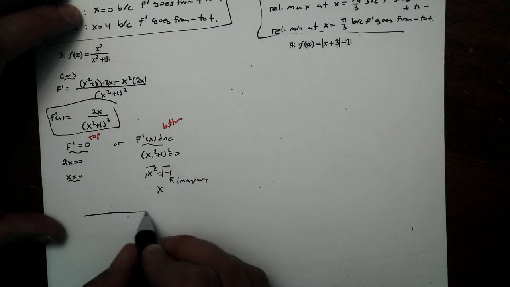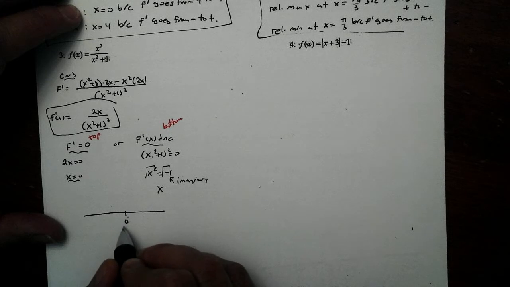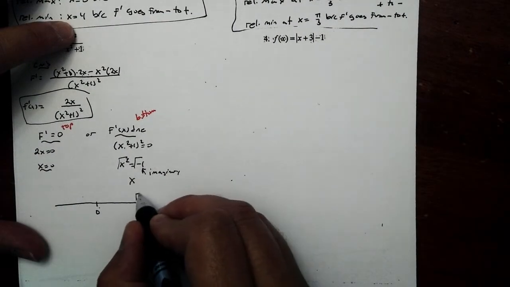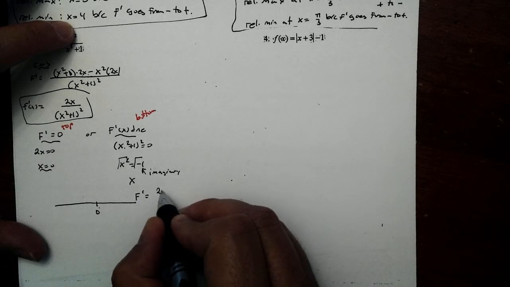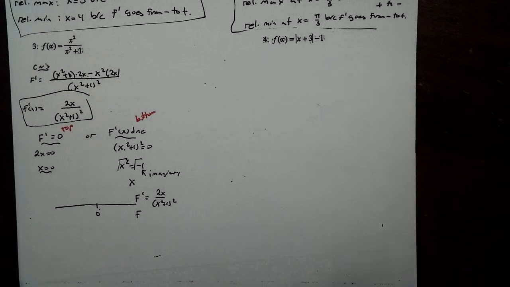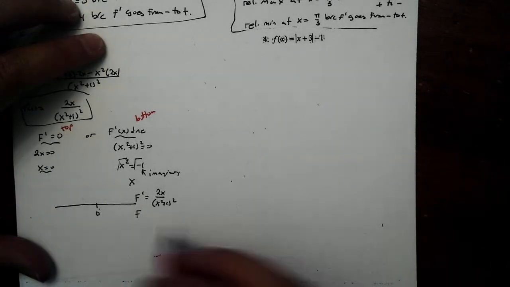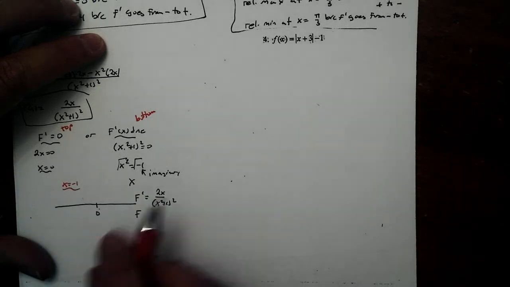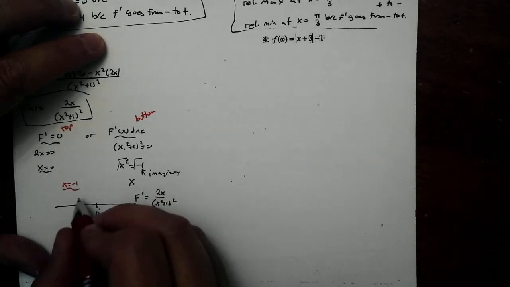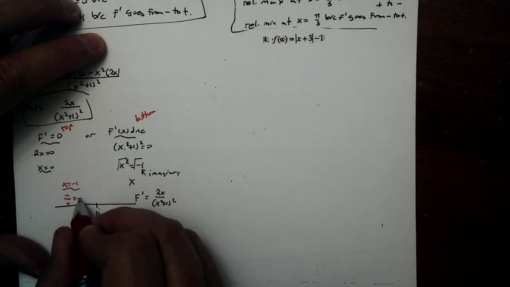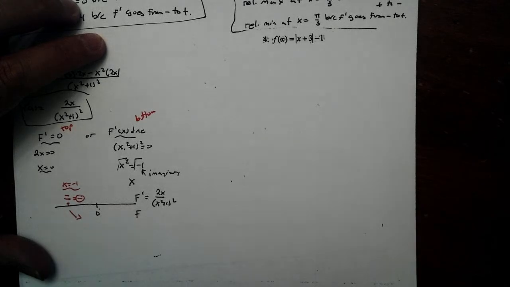So let's see what this looks like. Interesting. 0 is my one critical number. I don't have any domain restrictions like we had up here. So the sky's the limit. So again, on top we'll put the derivative, which is our 2x over x squared plus 1, squared. And on the bottom, how does my function look? So I pick a number less than 0, so negative 1. If I plug that into the top, I get a negative. The bottom, because I'm squaring, will always be positive. So this is a negative slope, so it goes down before 0.